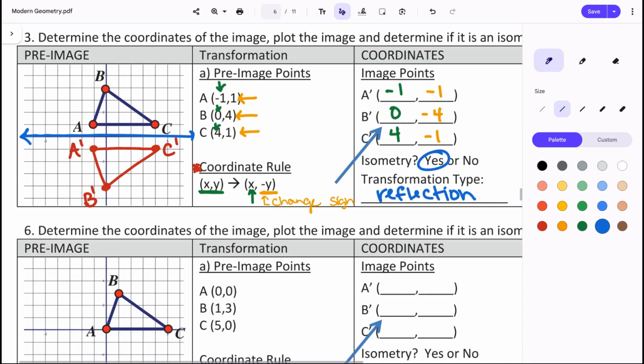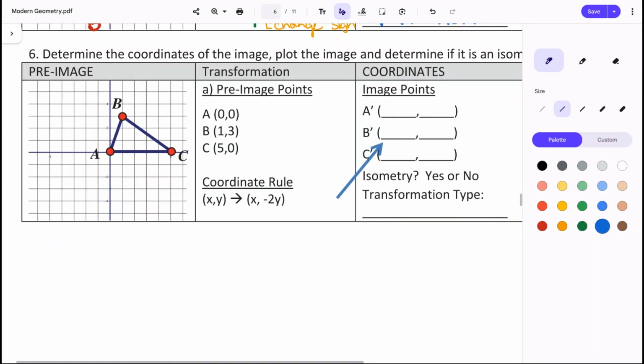Okay, so let's do one more. All right, new shape. I mean, it's still a triangle, but it's shifted a little bit on our graph. We've got new pre-image points. My coordinate rule down here, are we doing anything to the x? No. So what should my x points be over here? So 0, 1, and 5. What are we doing to the y's? Yeah, we're taking -2 times all of my y's. So -2 times 0, -2 times 3, and -2 times 0 is still 0.